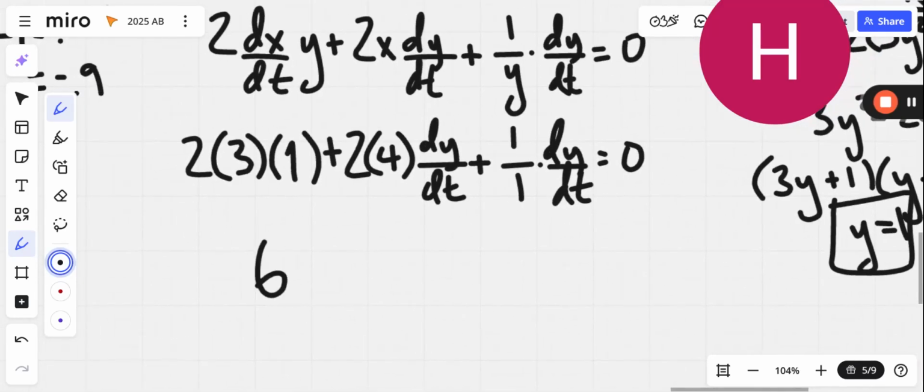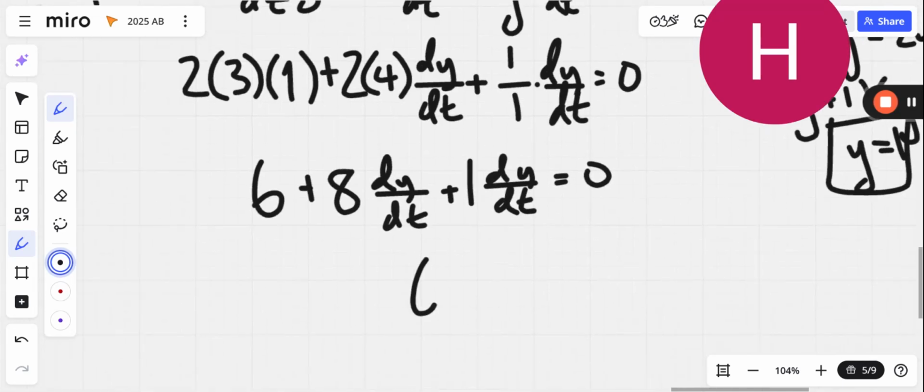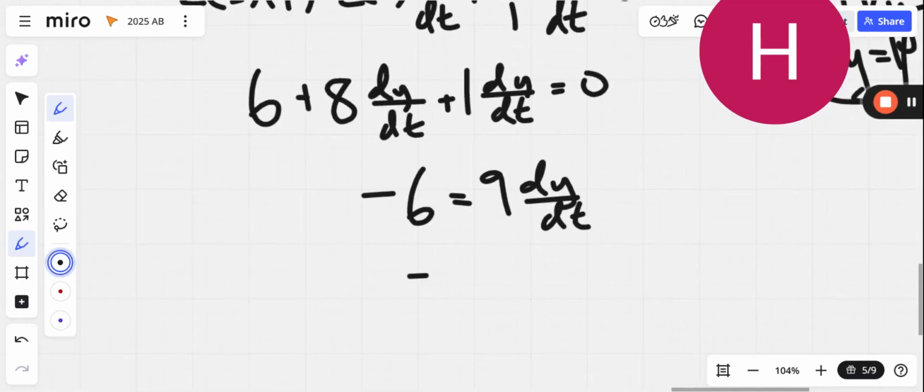So altogether we have 6 plus 8 dy dt plus 1 dy dt. I'm purposely doing this very carefully and slowly so that we have negative 6 equals 9 dy dt. And that means that dy dt is simply negative 2/3.